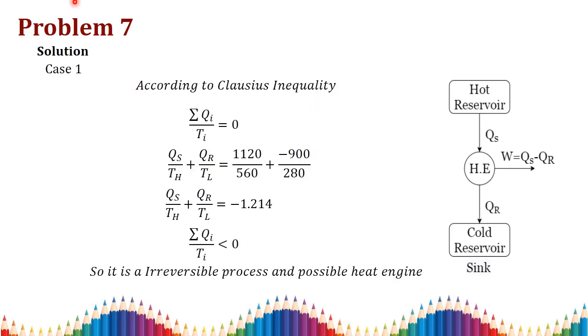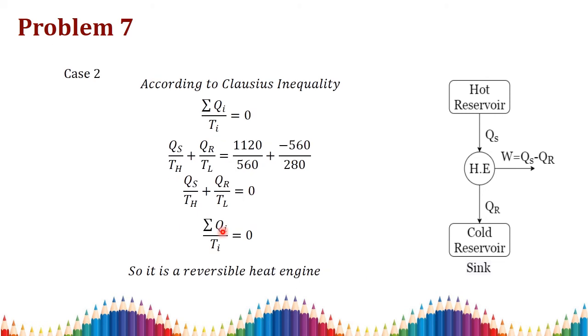For case 1, I am considering summation of Qi by Ti is equal to 0. Here we have first the heat supplied, so Qs by TH, and Qr by TL. We add the heat, but here the heat rejected is minus 900 kilojoule. You substitute the values, then we will get the value as minus 1.214. That is less than 0, that is, the cyclic integral of dq by T is less than 0, so it is an irreversible process and it is also a possible heat engine.